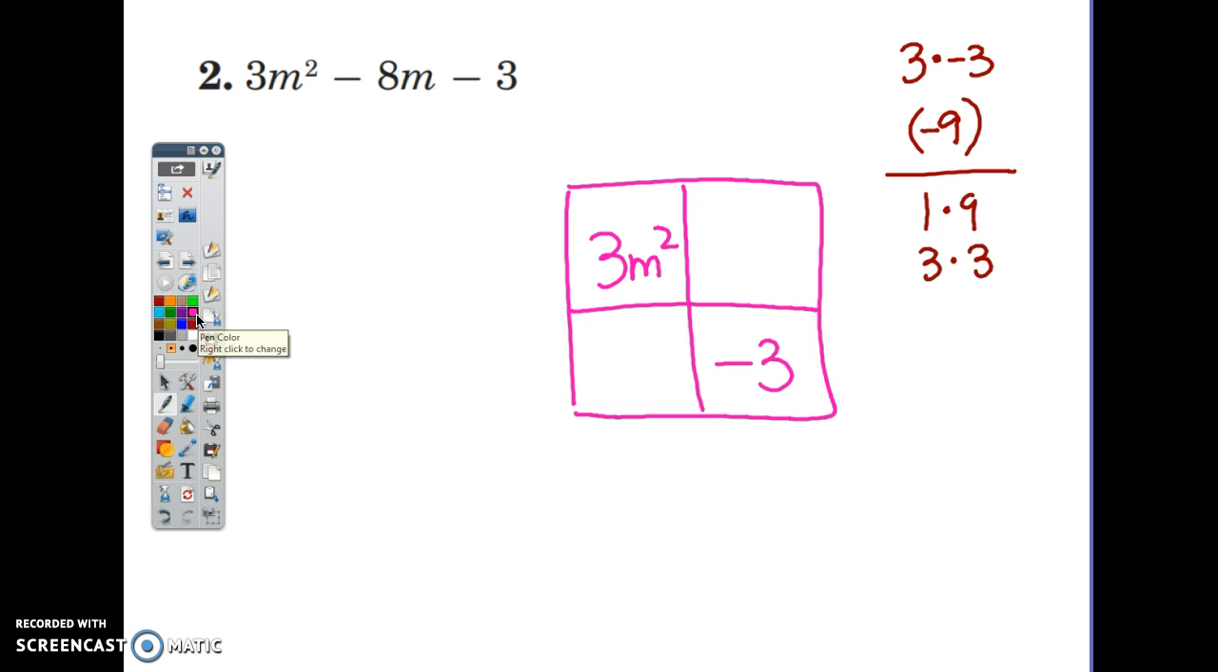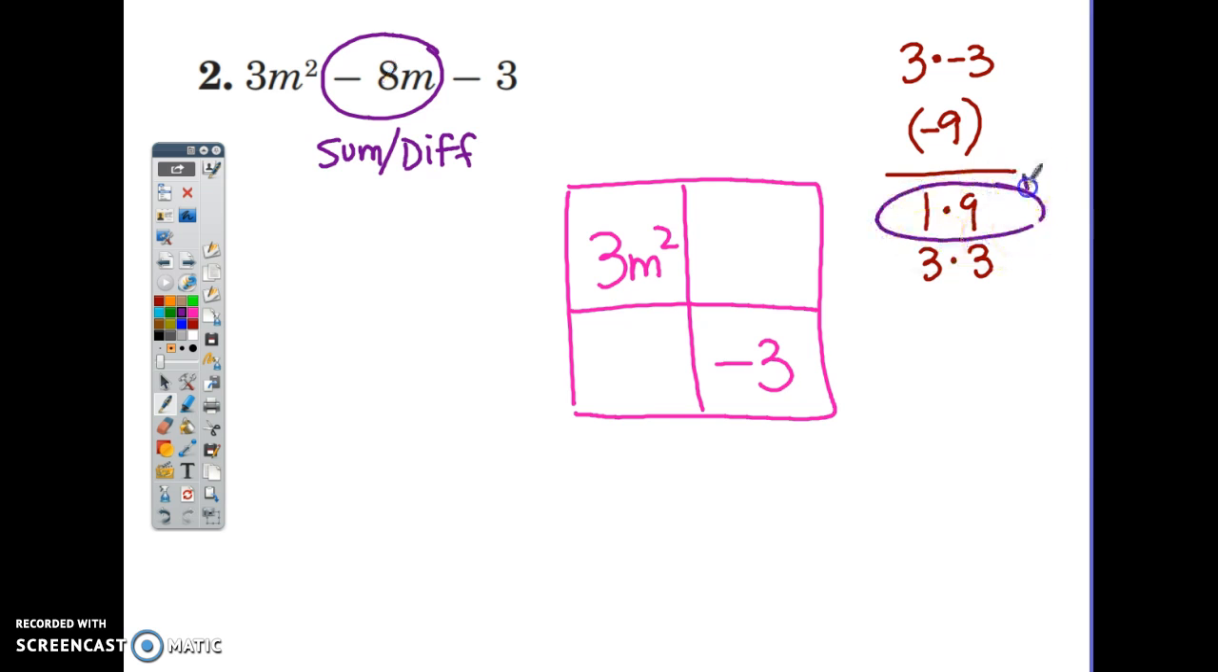So my next question is, which one of those two gives me a sum or a difference? You're writing this down, a sum or a difference of 8. 1 and 9, if you do what? Subtract them. So difference. If I take the difference of those two, it'll give me 8. So I'm going to put 1m and 9m in my diagonals, and the order doesn't matter.